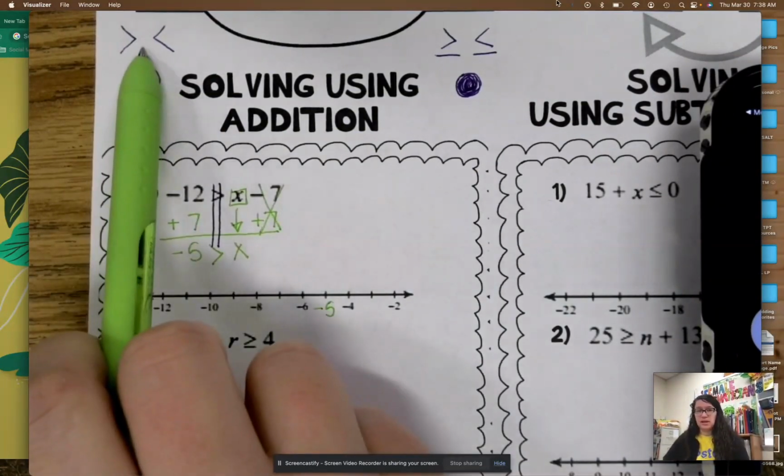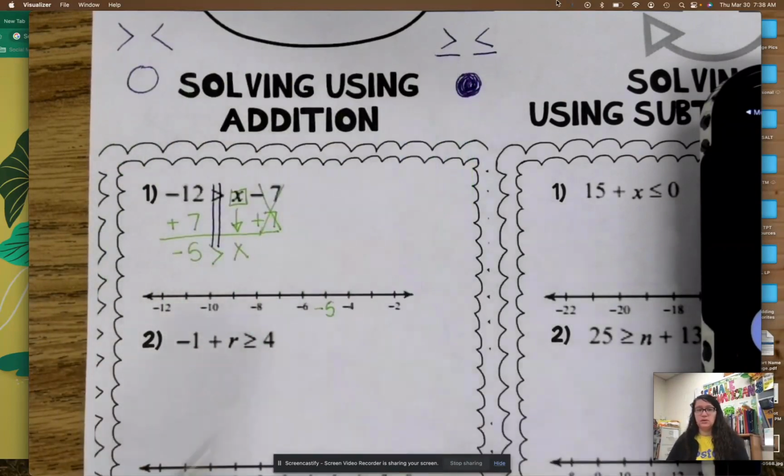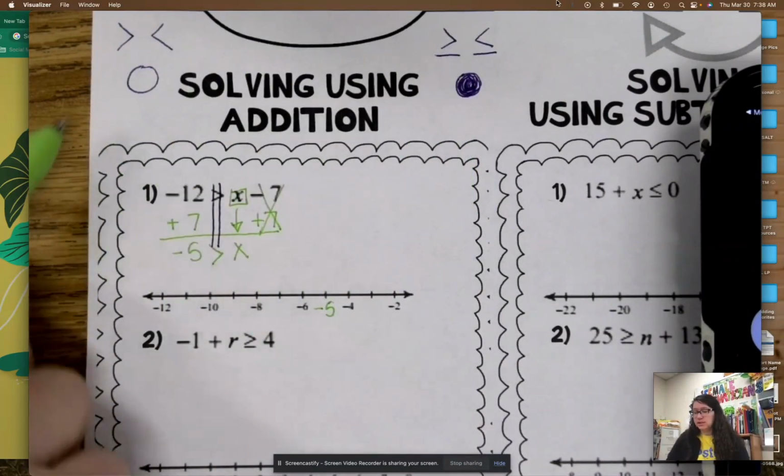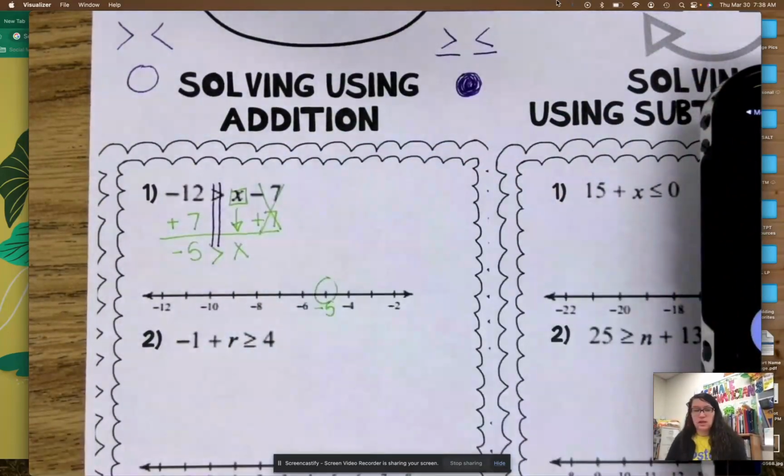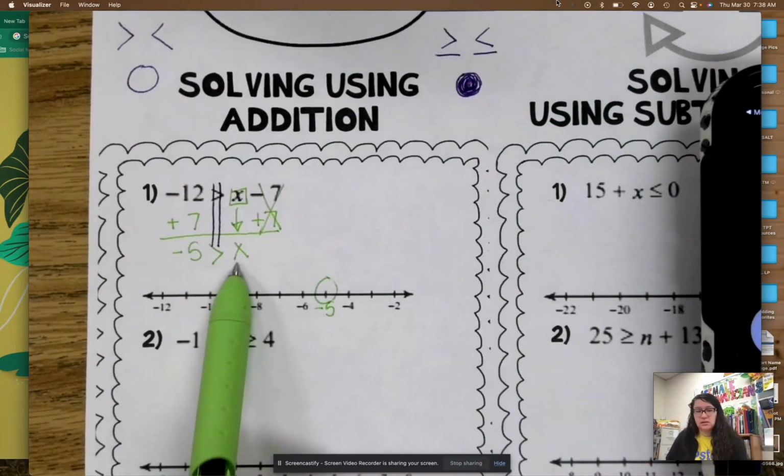Remember, it depends on the sign. Is this going to be open or closed? It's going to be an open circle. We have greater than. So I'm going to put an open circle on -5. And then for x, am I looking for numbers that are bigger than -5 or smaller than -5?